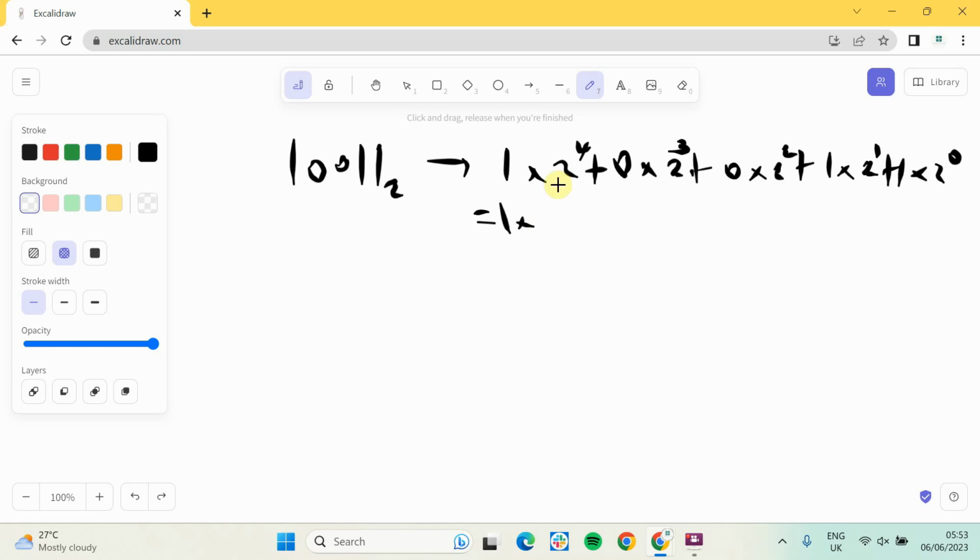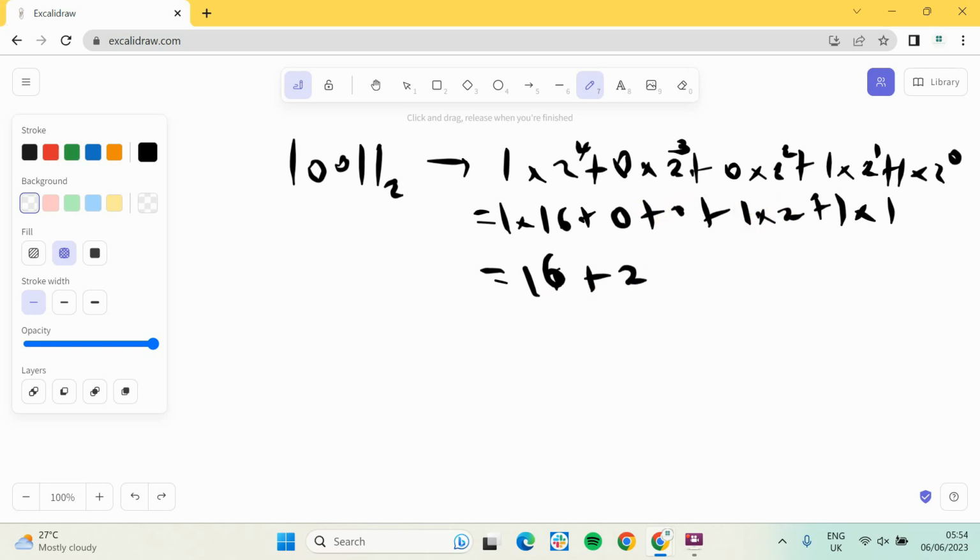So 2 raised to the power 4 is 16. Plus, I told you, anytime you multiply by 0, you don't need to bother yourself. So this is plus 0, plus 1 times 3 raised to the power 1, that is 1 times 2, plus 1 times 2 raised to the power 0, that is 1 times 1. So 1 times 16 is 16, plus 0, plus 1 times 2 is 2, plus 1 times 1 is 1, right? So the summation of all of this is going to be 19.